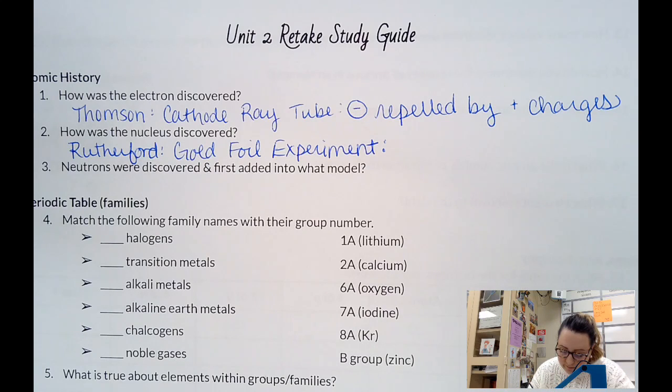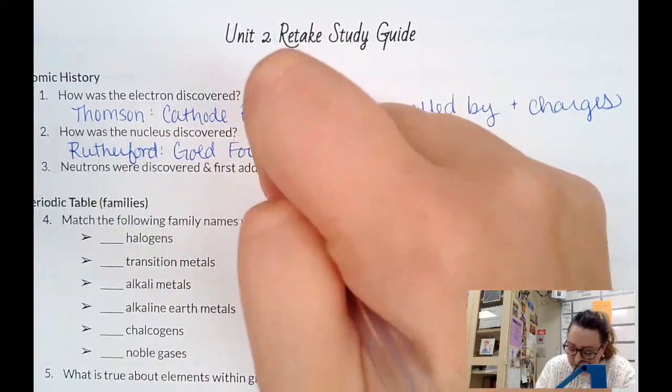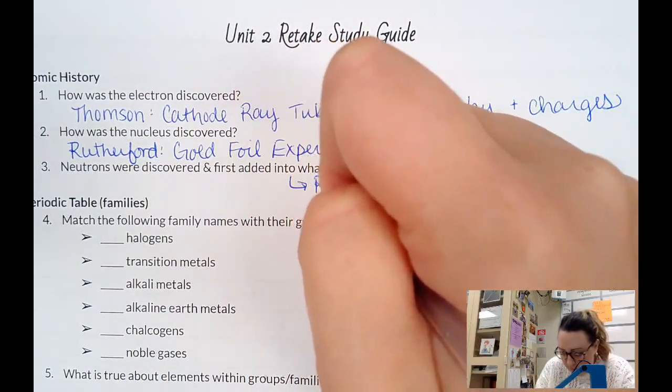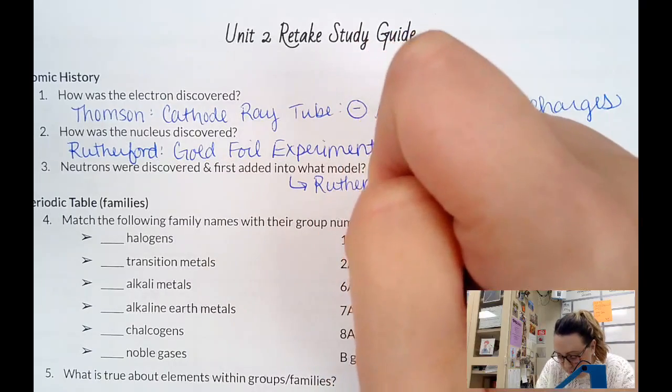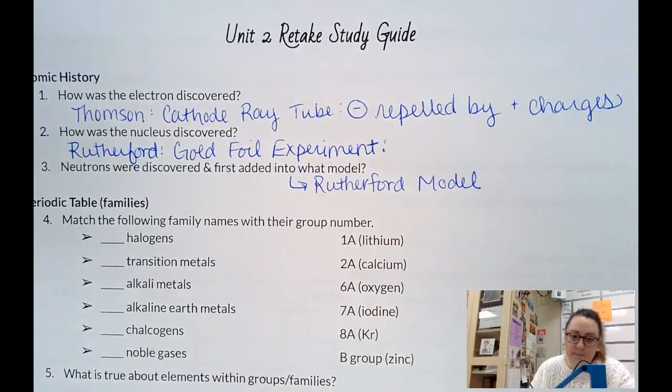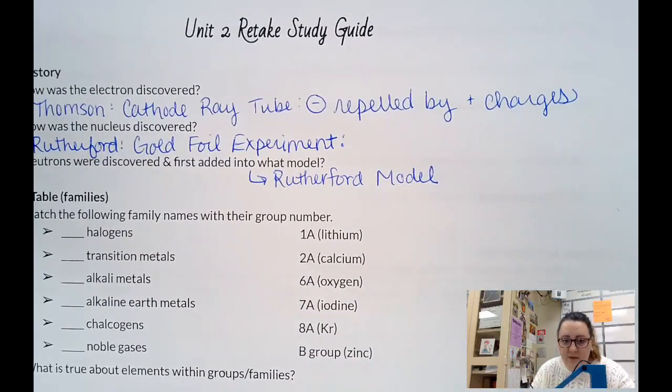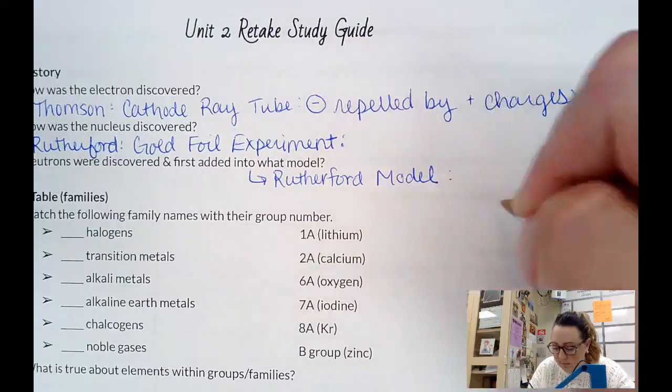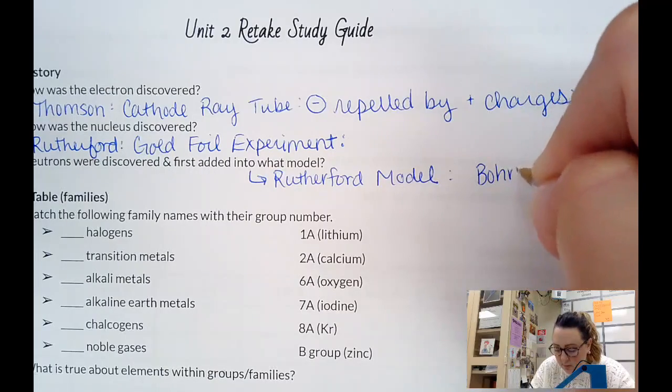Neutrons were discovered and first added into what model? Well, they were added into the Rutherford model. And then eventually, we also use them in the Bohr's model.